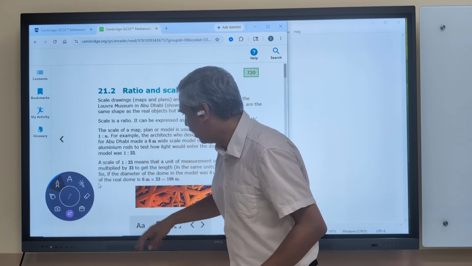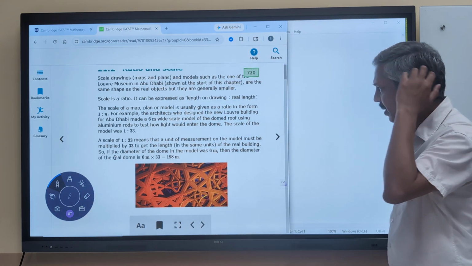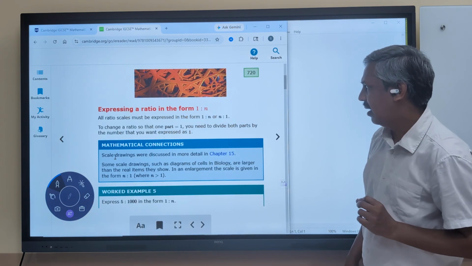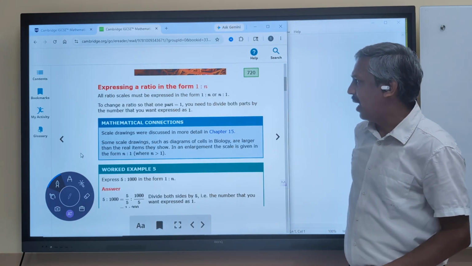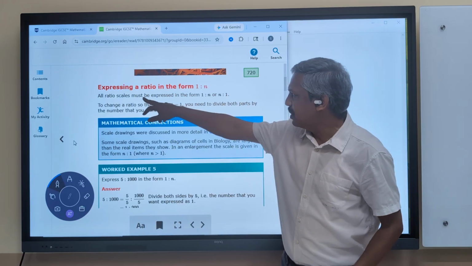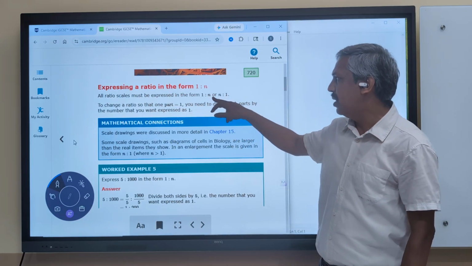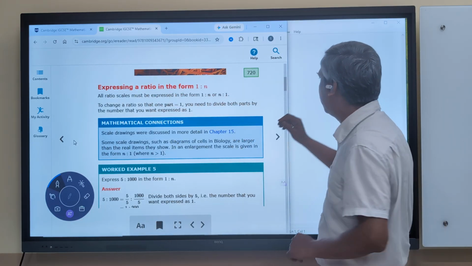Let us see the problem based on this: expressing the ratio in the form of 1 is to n. All scales must be expressed either in the form of 1 is to n or n is to 1. Why 1 is to n and n is to 1?